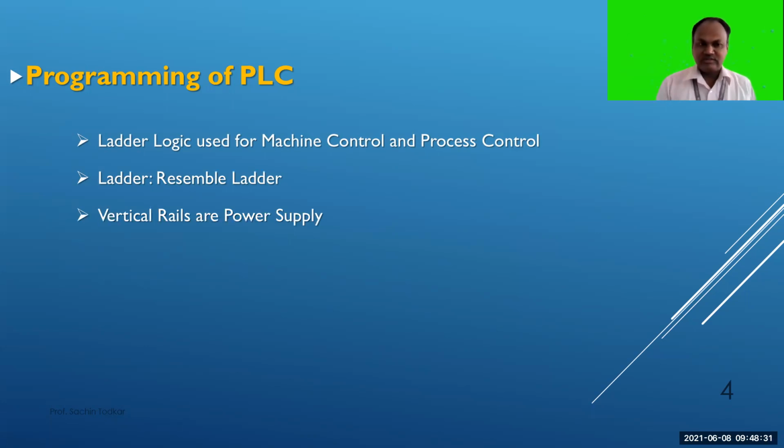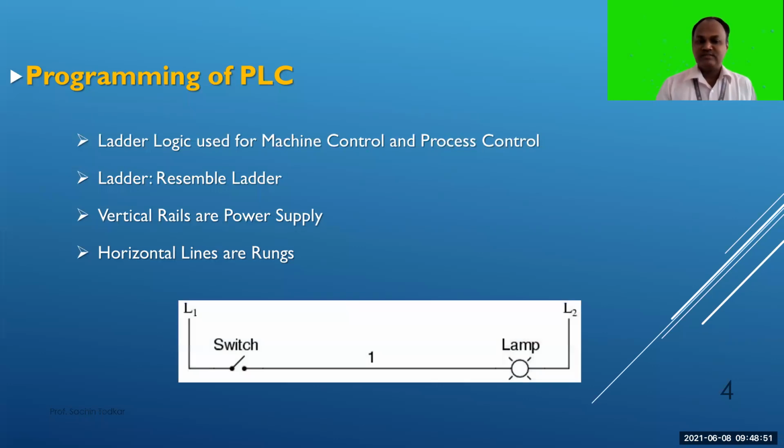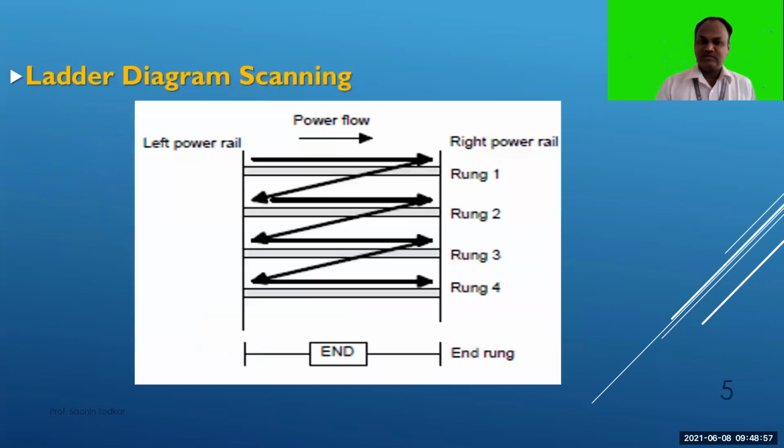Ladder in Hindi is called seedi, and in Marathi it is called shidi. So the diagram just resembles a ladder, that's why it is called a ladder diagram. Vertical rails are the power supply. Both vertical rails on the two sides are called the power supply, and horizontal lines are called rungs. So L1, L2 are the power supply lines, and one is your rung line.